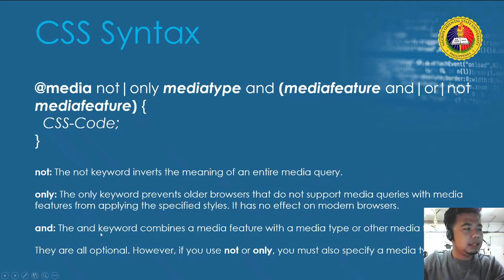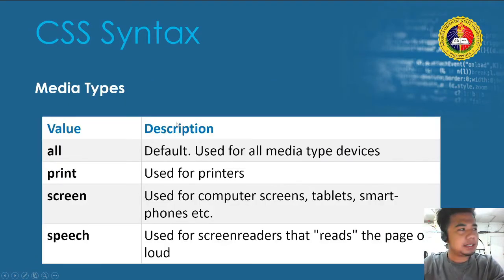And then the and keyword combines the media feature with a media type or other media features. So they are all optional. All of these, not, only, and and, are optional. However, if you use not and only, you must also specify a media type. So what exactly are these media types and media features? Let's talk about media types. So basically, media types refer to the media where the website or the web page will be displayed.